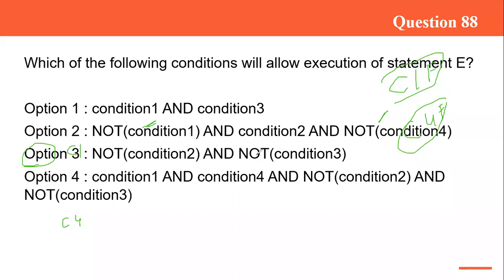Yes, C2 is true, but that doesn't matter at all. Whether it is true or not, we don't care, because we are entering C1's else part, not C2's if part. It doesn't affect us. We will go to C1's else and C4's else. So that's why the answer is option 2. Understood, everyone?